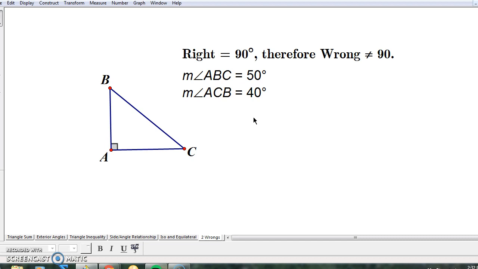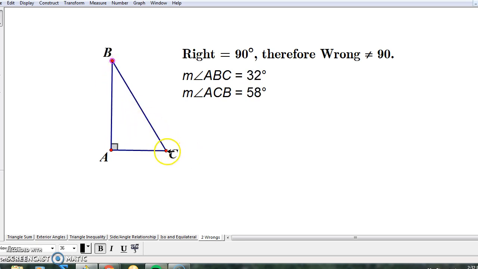But in all seriousness, what we really mean by this is that the two acute angles of a right triangle are always complementary. No matter what I do to change this triangle shape, as long as I've got a right angle in there, the other two angles are always going to add up to 90.